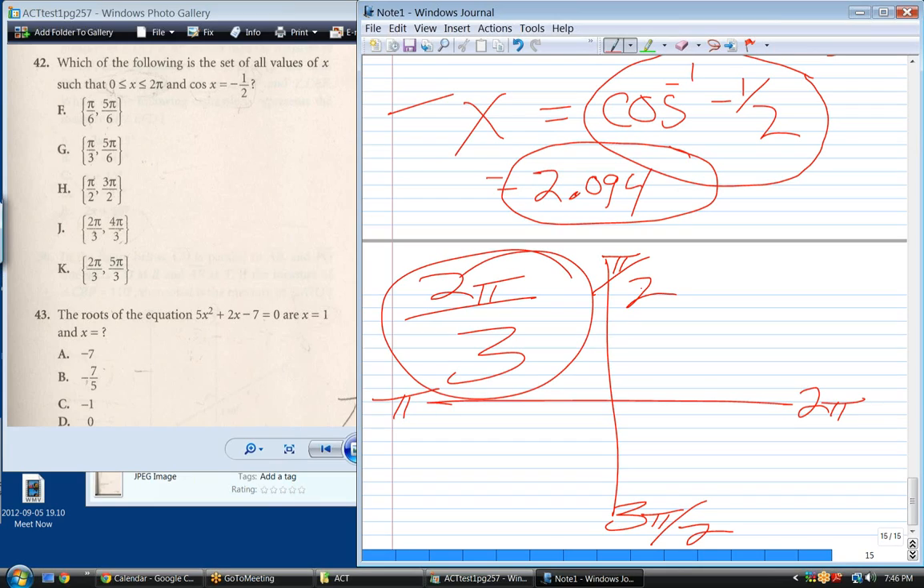It's between pi over 2 and pi. So I'm looking for another answer that's in the third quadrant. It has to be between pi and 3 pi over 2. So is that J or is that K?